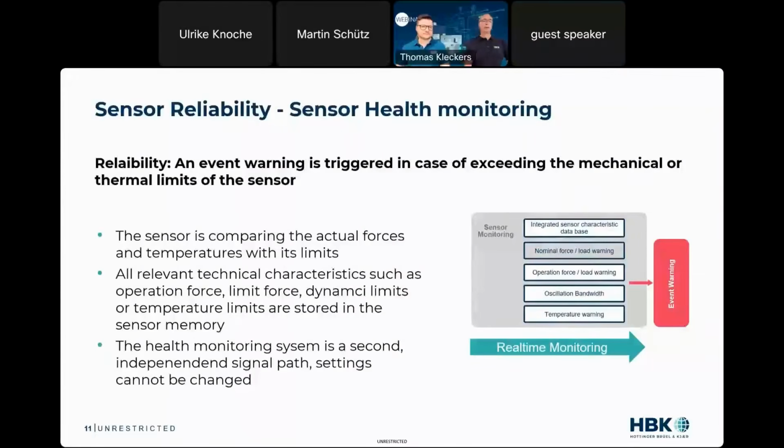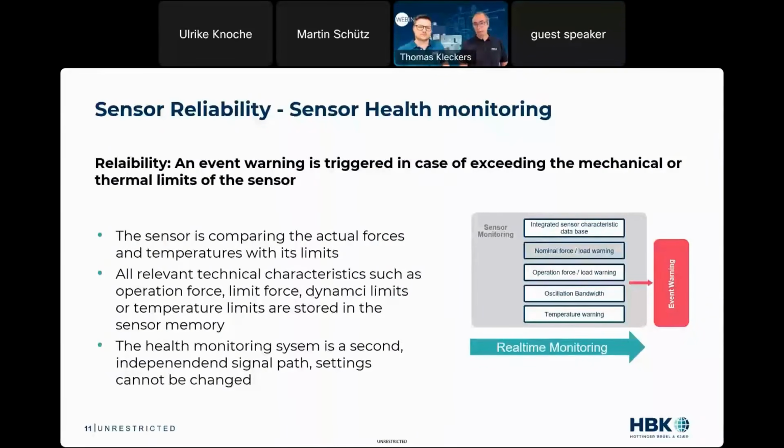Health monitoring is one important thing. As Martin mentioned a second ago, we have introduced not only the sensitivity of the sensor, but also the physical limits of the sensor, maximum torque, overload data, dynamic limits, and they are all stored in the sensor. And what we are doing there is comparing the actual force, torque, or load on the sensor with the physical limits of the sensor.